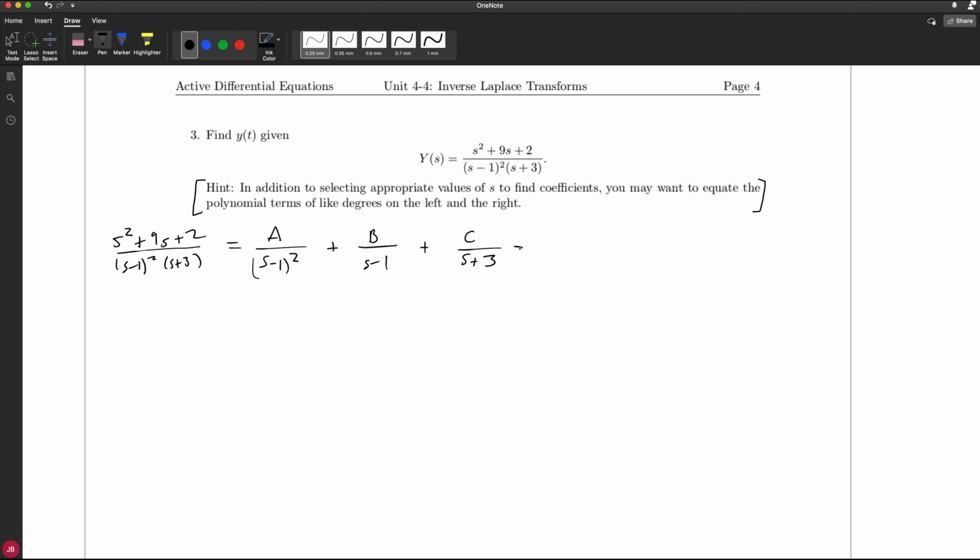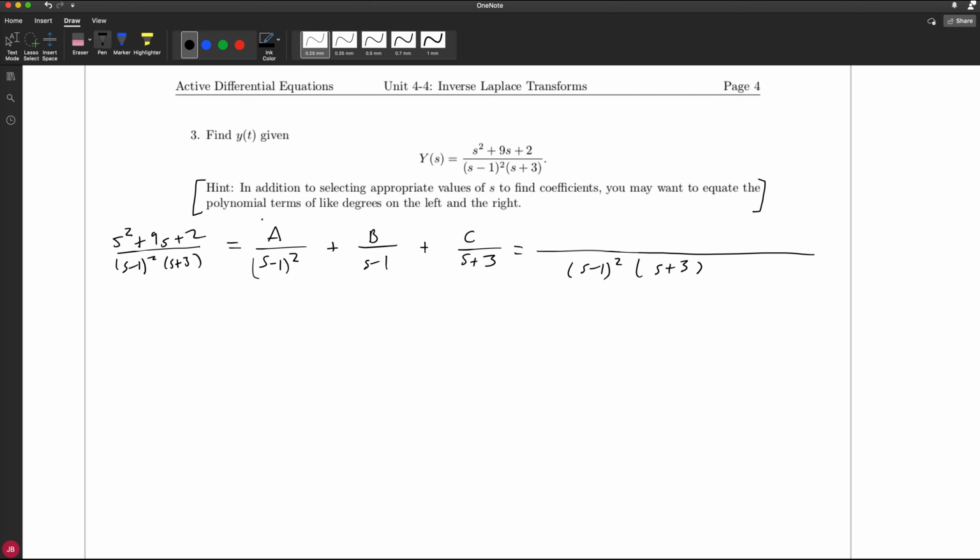And now if I recombine this into one single fraction, let's see what I get. Well, my common denominator is going to be s minus 1 squared times s plus 3. I want to caution you, you do not multiply all three of these. You'll notice this s minus 1 is not contributing anything that the s minus 1 squared already does not contribute, right? Okay, so just to make that clear. That was a common mistake in Calc 2, and I just want to make sure that we get out in front of it here now that we're in differential equations.